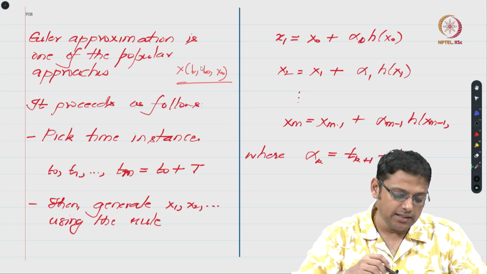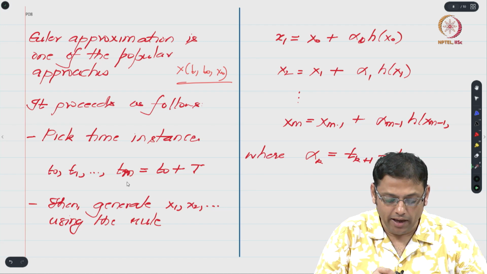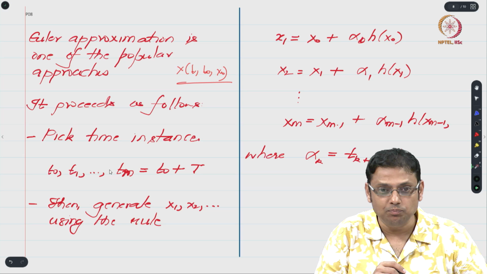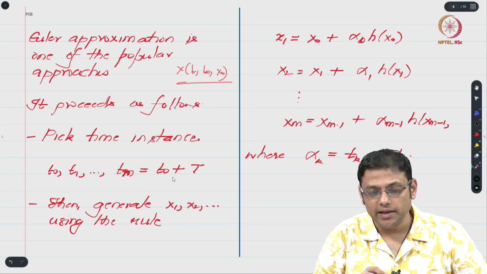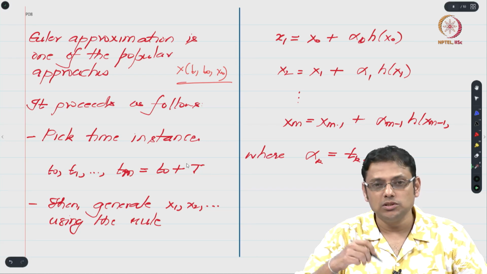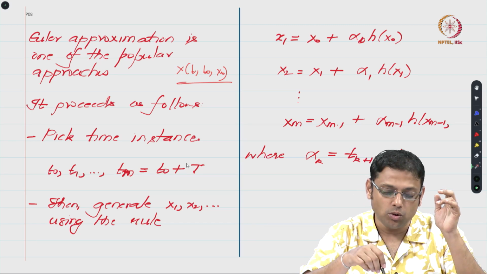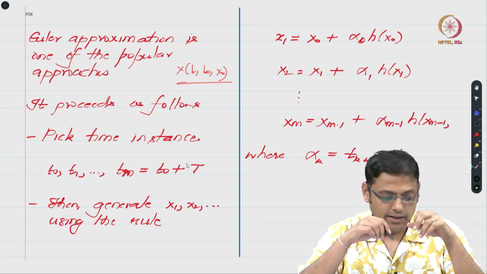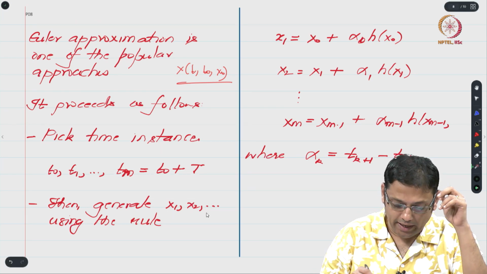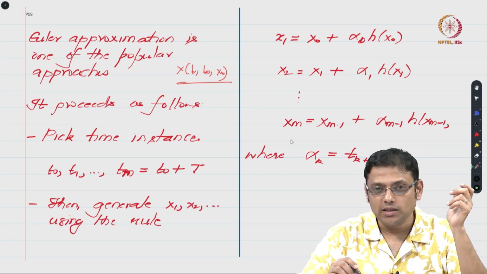Well, the first thing that it does is it picks some time instances starting from t0 all the way up till tm. So it picks some t0, t1, t2 all the way up till tm, where tm is actually capital T time instance away from t0, right, and this capital T, you will soon see, is the length of the window in which we try to approximate this solution trajectory. Then the next step in this Euler approximation idea is to generate x1, x2, x3 and so on using the following formula, right. So what is this formula?